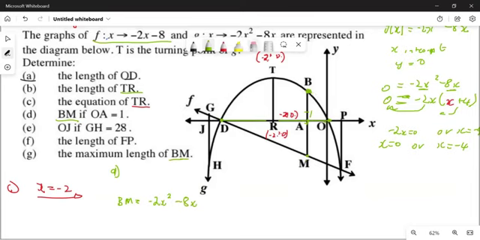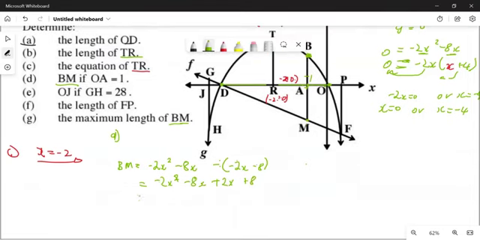Since that one is the one on top, we'll say minus open bracket, the one at the bottom, the f of x. So we'll have -2x minus 8. And then from here onwards, I have -2x squared, and then -8x, and then negative and positive is going to give us plus 2x. This one and this one is going to give us plus 8. Plus 8.